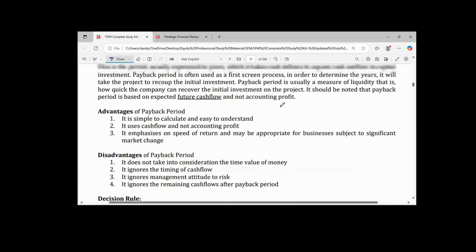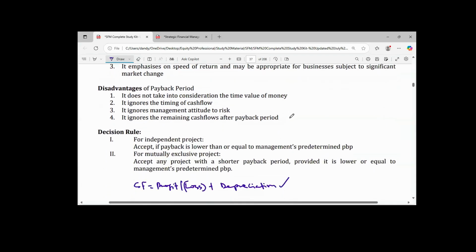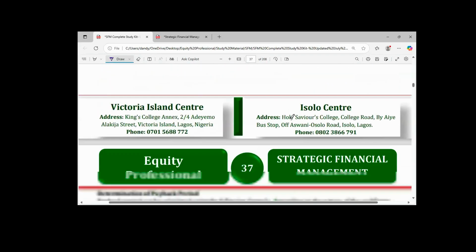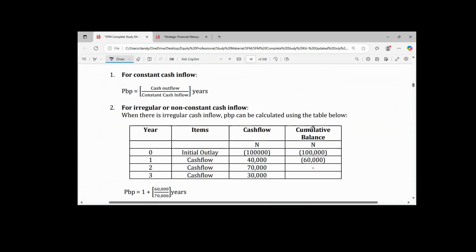Now, what are the methods of calculating payback period? Basically, there are two methods, depending on the nature of the cash flow. If you are given irregular cash inflow, you are expected to use the tabular method to calculate your payback period, okay? This is what I mean by irregular cash inflow: the cash flow of year 1 is different from the cash flow of year 2, which is different from the cash flow of year 3.